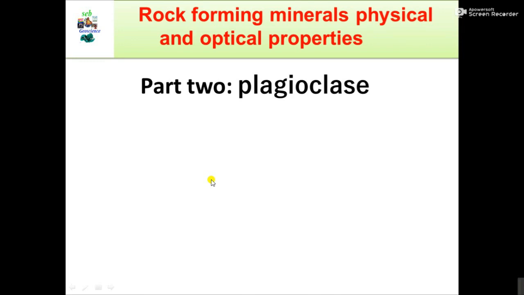Today in this tutorial, we will discuss rock-forming minerals, physical and optical properties. In the previous section, we saw quartz part 1. This is part 2, rock-forming mineral, physical and optical property.